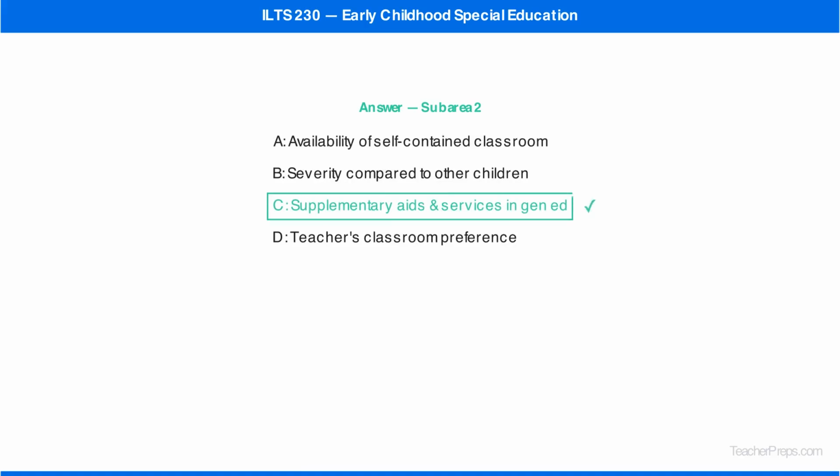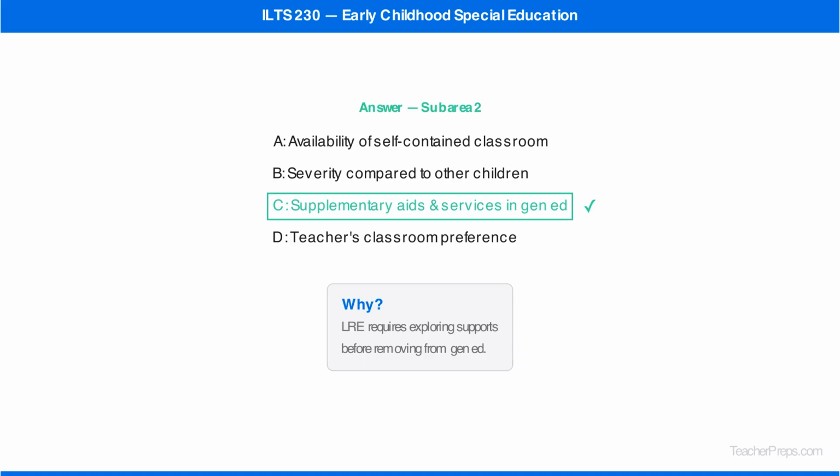The correct answer is C. The supplementary aids and services that could support the child in the general education setting. This directly reflects the least restrictive environment requirement under IDEA. Before considering removal from the general education classroom, the team must first determine what supports, accommodations, and modifications could enable the child to participate meaningfully.